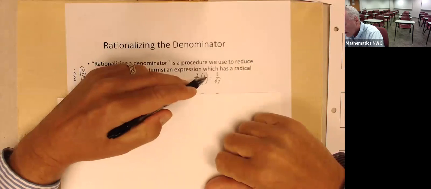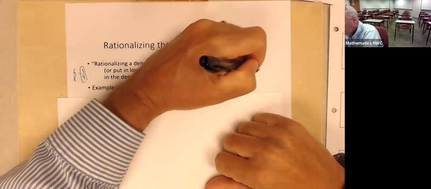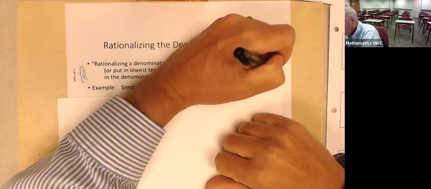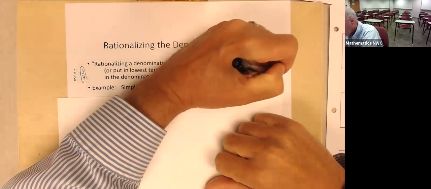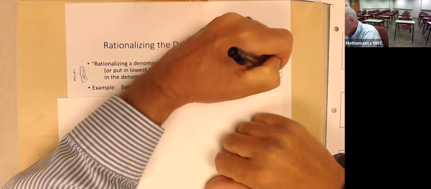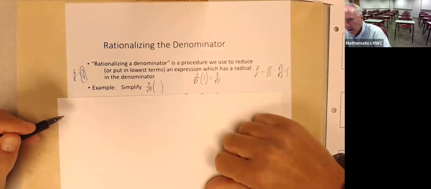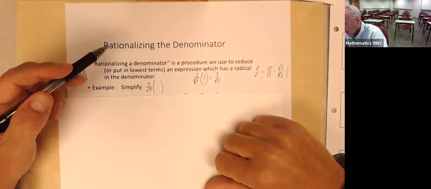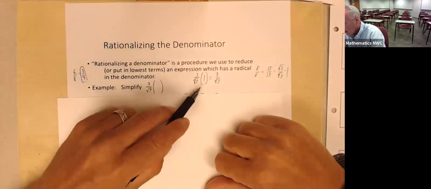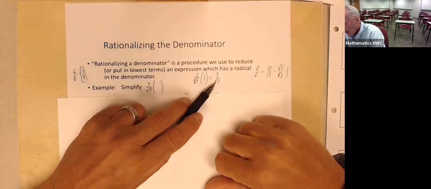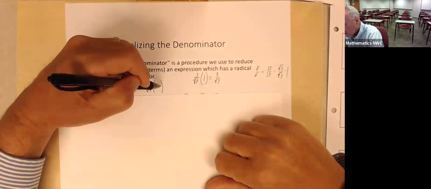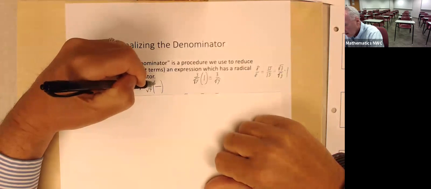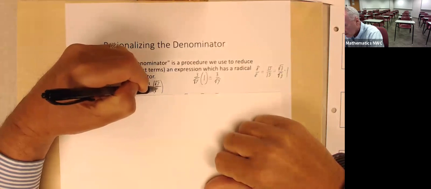A lot of different ways I can write 1, but I could go 8/8, 15/15, radical 3 over radical 3. All of these equal 1. Anytime the numerator and denominator are exactly alike, the value is 1. And if I multiply by 1, I don't change it. So I'm going to choose a very specific one. Whatever radical I have here, I'm going to put that radical over itself.